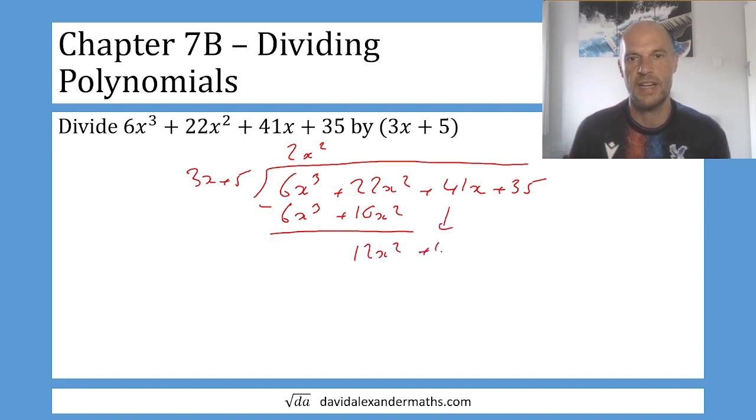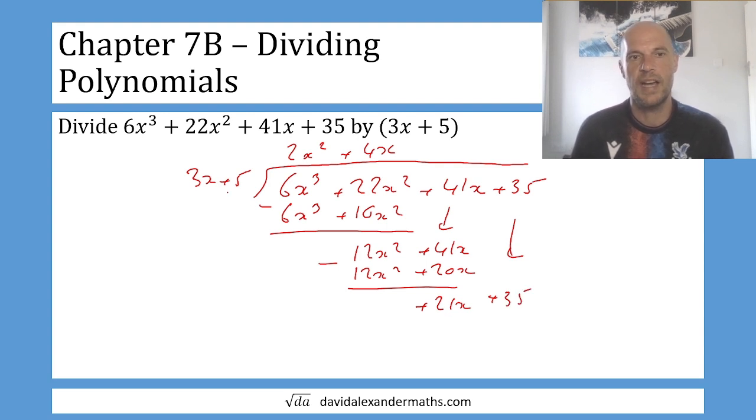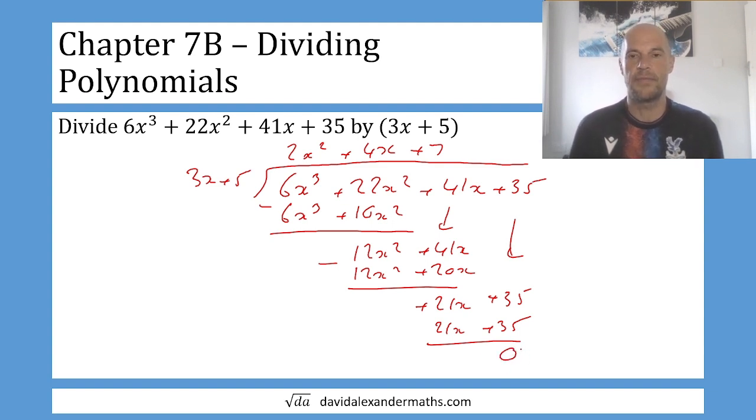Bring down the 41x and divide the 12x squared by 3x, so that is going to be plus 4x. 4x times 3x is 12x squared. 4x times 5 is 20x. So do a subtraction, that's 0x squared, and that is going to be 21x. Bring down the plus 35. What's 21x divided by 3x? Well, that is 7. 7 times 3x is 21x. 7 times 5 is 35. Do a subtraction. That results in 0, so there is no remainder.